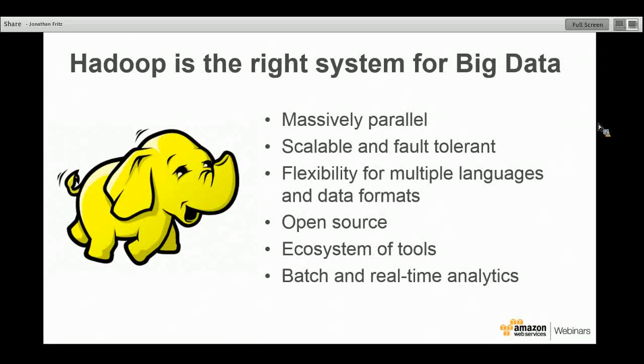There's an ecosystem of tools around Hadoop as well. So there's many BI tools, visualization tools, tools to help you orchestrate workflows. Because Hadoop's been around for a while, and we'll go through a little bit of that later, there's a lot of other tools and third-party tools you can use with your system. And finally, batch and real-time analytics is flexible. There's many different types of use cases that you can have, and there's typically a tool in the Hadoop ecosystem that'll match with that use case.